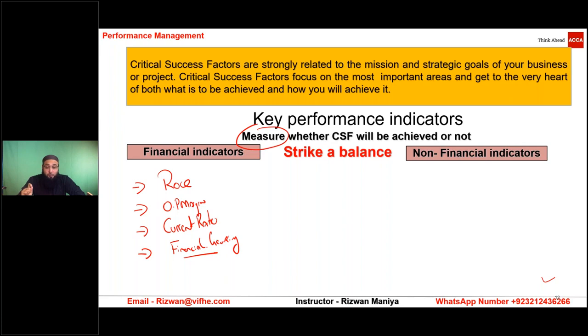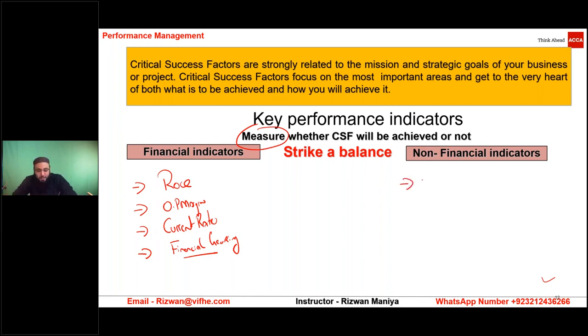But financial performance indicators are historical, based on financial statement numbers, subject to manipulation, and give you only a short-term idea. So which ones will indicate whether the business's future is secured or not? Those are non-financial KPIs.